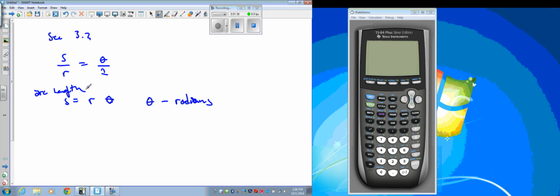And then the area of a sector. They tell you it's like a pie-shaped element. And that area of a sector is area equals 1/2 r squared theta. And once again, this theta has to be in radians. Theta is that sector of that circle. And once again, remember to do it in radians.